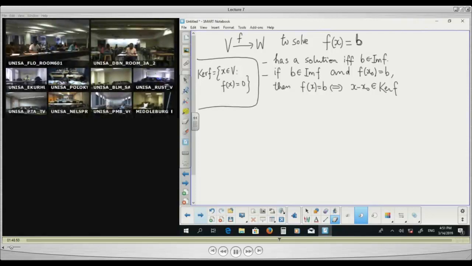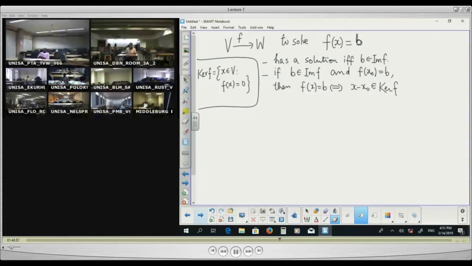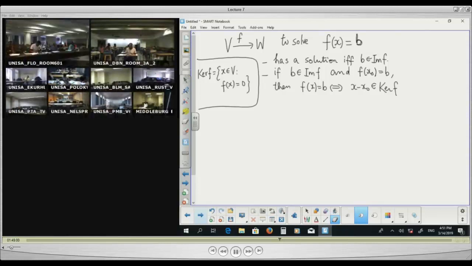Okay. So if B is in the image, since B is in the image, I know that there is an x naught so that f of x naught is equal to B. Alright? That's the definition of the image. Right? What are the members of the image? They are precisely things which are images of some x under f. So if B is in the image, then it is obviously some f of x naught.